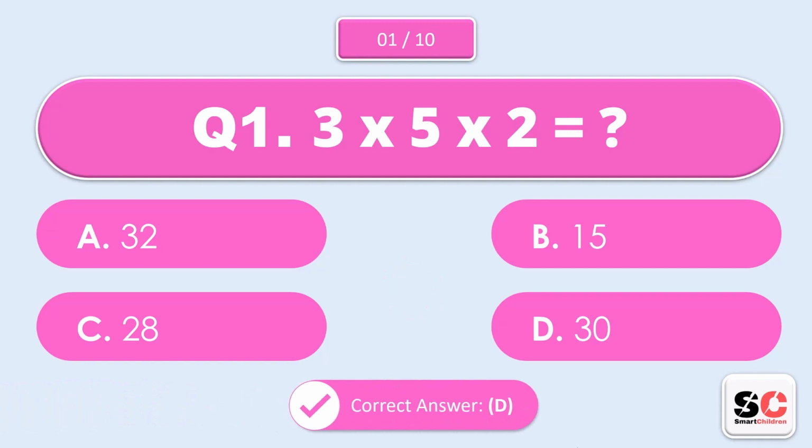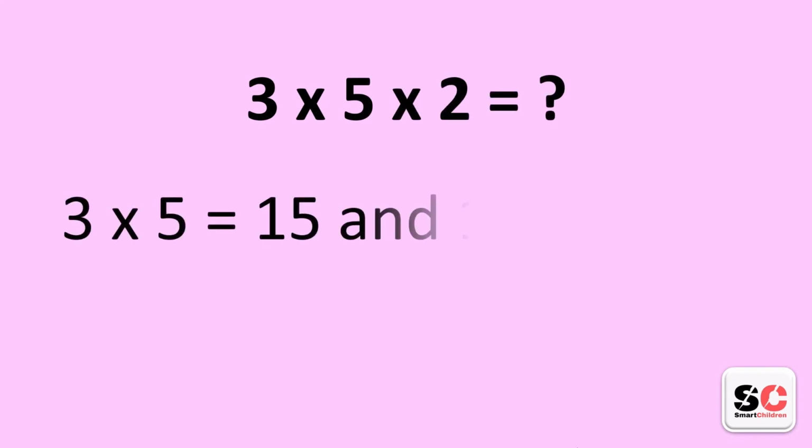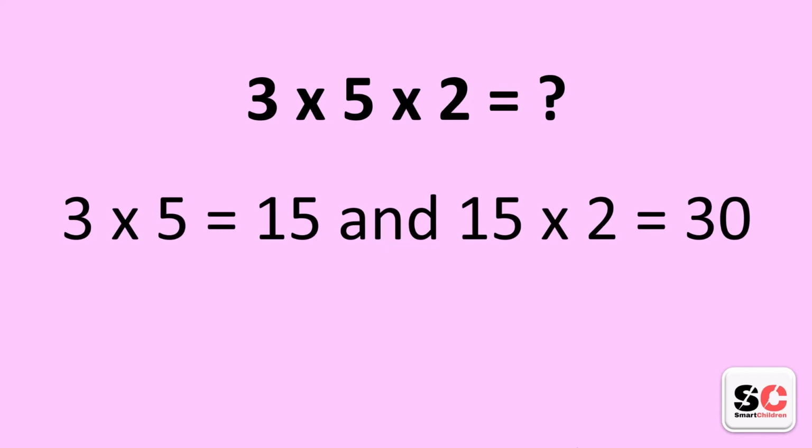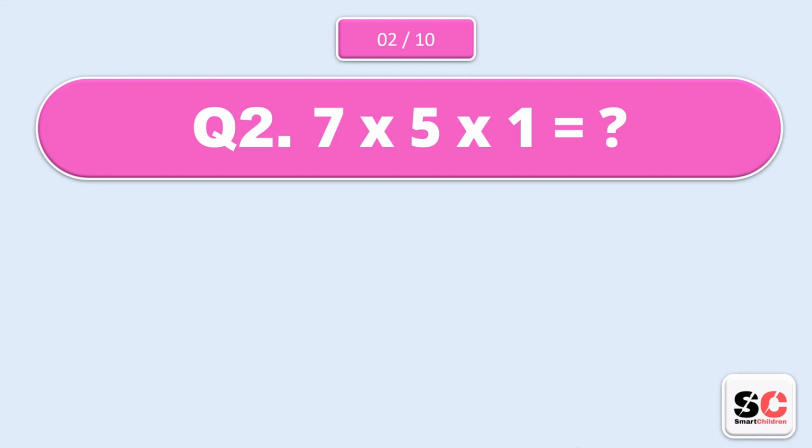30. Three multiplied by 5 is equal to 15 and 15 multiplied by 2 is equal to 30. Therefore, 3 multiplied by 5 multiplied by 2 is equal to 30. 7 multiplied by 5 multiplied by 1 is equal to?